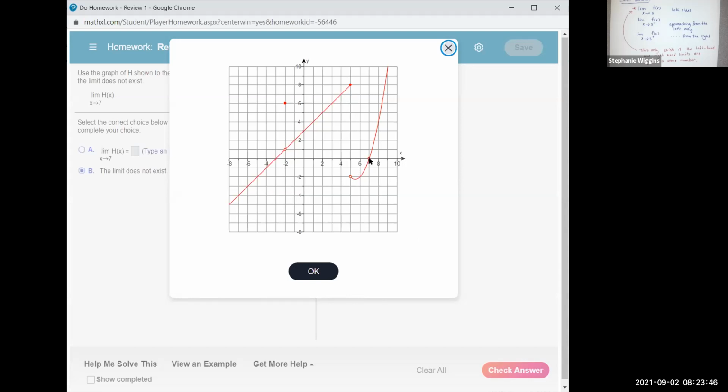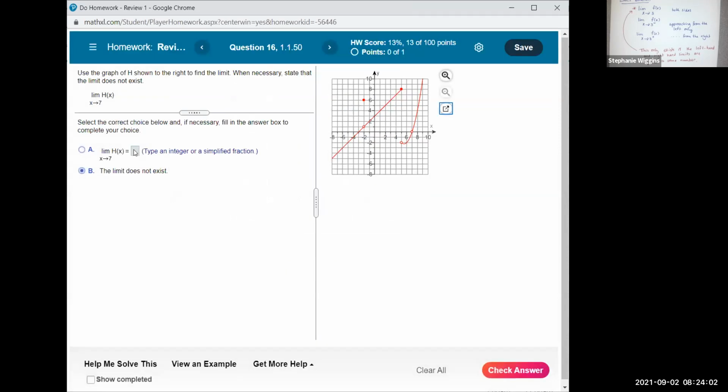So here, 7 is right here between 6 and 8, and therefore you can see the left side and the right side, they do meet right there. Even though there's a hole, they do meet. So the limit is what? What is it? Exactly.